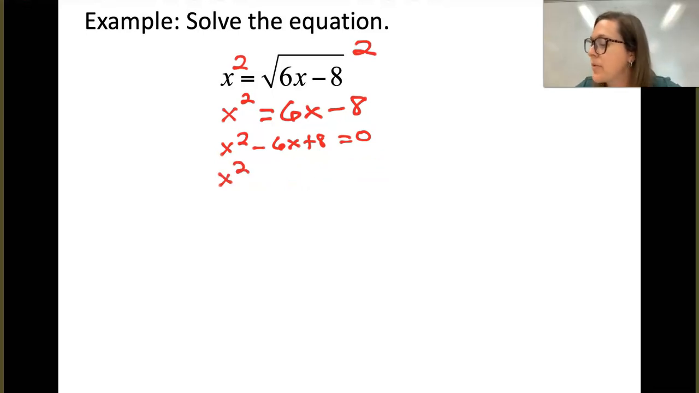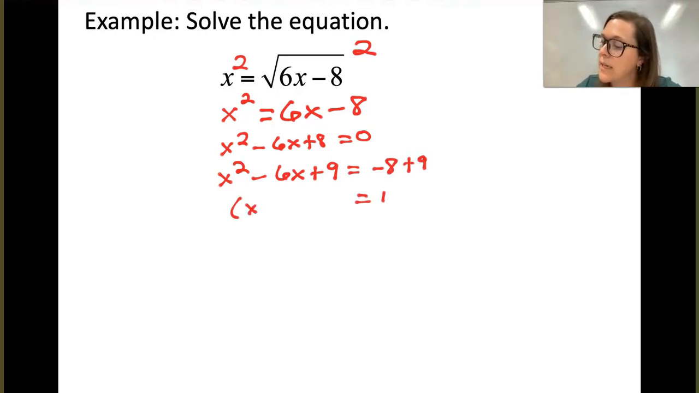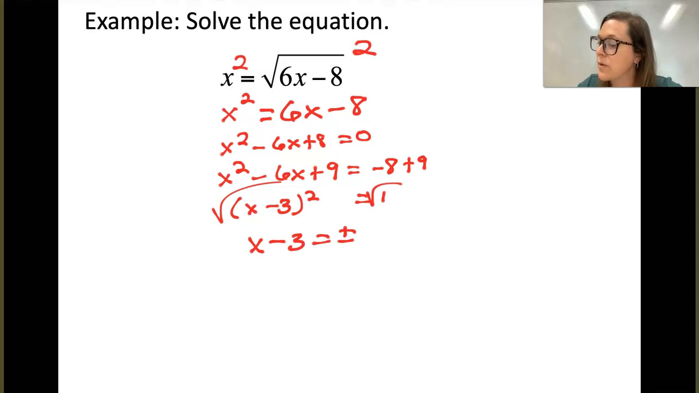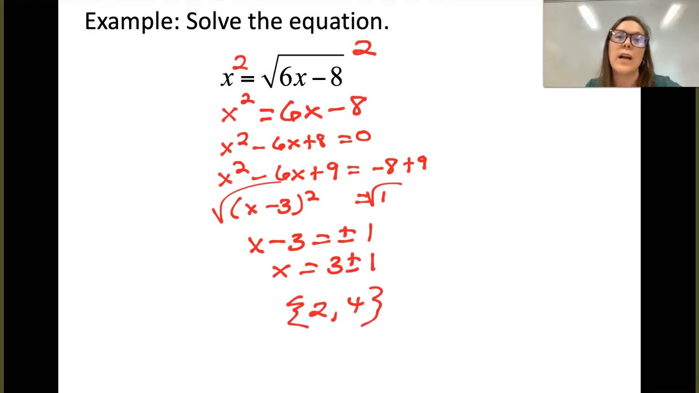This wouldn't be too terrible. X squared minus 6x, half of 6 is 3. Squaring that gets us 9, so there's my perfect square trinomial. -8 plus 9 is 1. This factors to x minus 3 squared. Square root, x minus 3 equals plus or minus the square root of 1, which is 1. X equals 3 plus or minus 1. 3 minus 1 is 2. 3 plus 1 is 4, which is what you would have gotten if you factored it and did your zero product property.